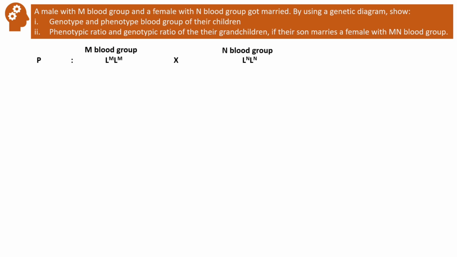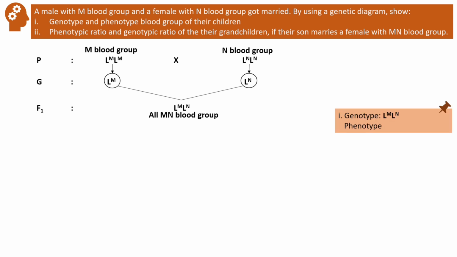For parents, M blood group LM-LM is crossed with N blood group LN-LN. Each parent produce gamete. Fertilization between gametes will produce F1, where all F1 are heterozygous LM-LN with MN blood group. So the answer for the first question is: the genotype is LM-LN. The phenotype is MN blood group.